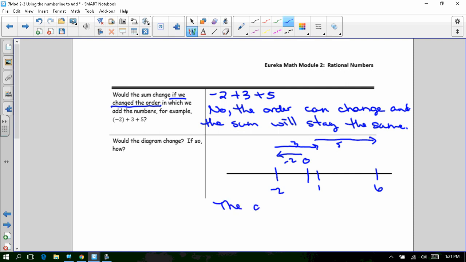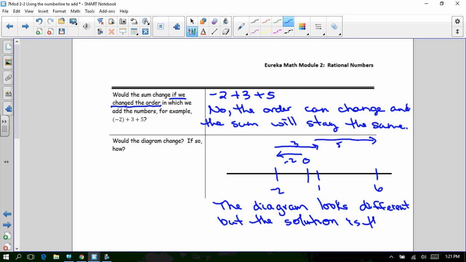The diagram looks different, but the solution, the answer, right? The solution, the answer is the same. Order doesn't matter. The order doesn't matter.